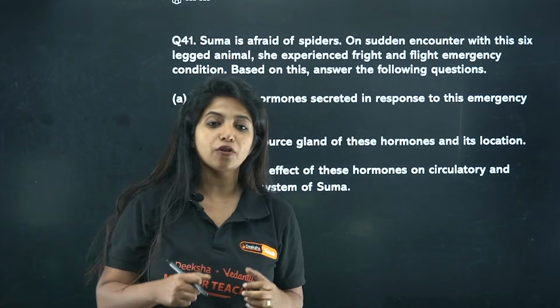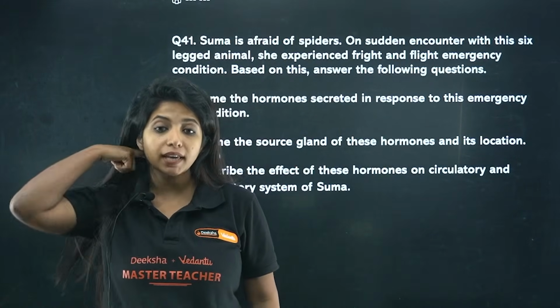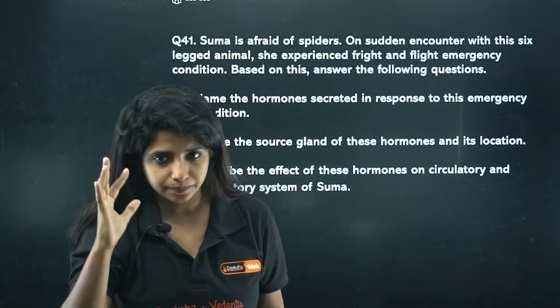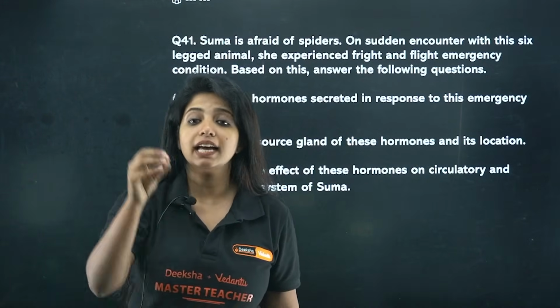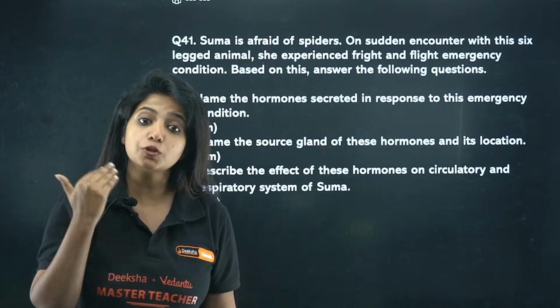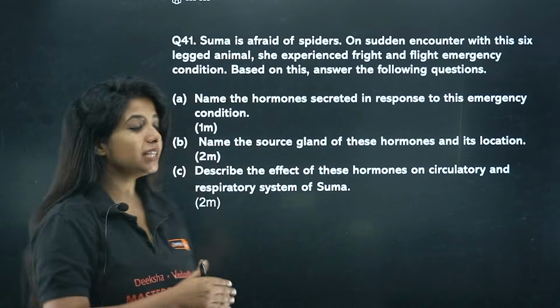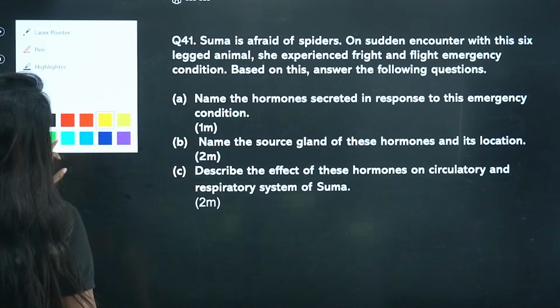Whenever we have a flight or fight response, my dear children, you say that in your body, adrenaline and noradrenaline are being released. What is it? Adrenaline and noradrenaline. And which gland is responsible for the secretion of this? Adrenal gland. And adrenal means it is near to a renal thing. What is renal? Our kidneys.